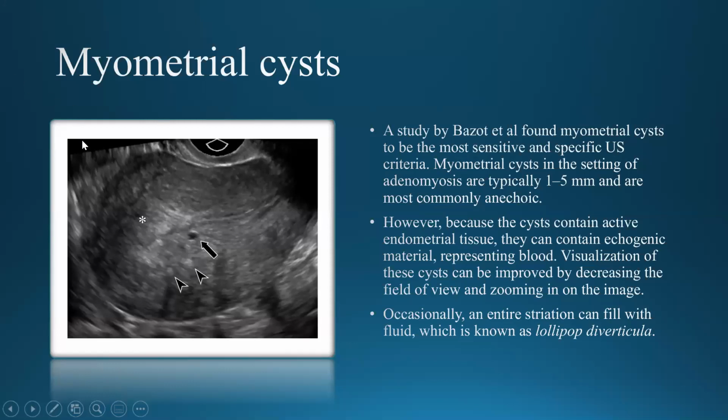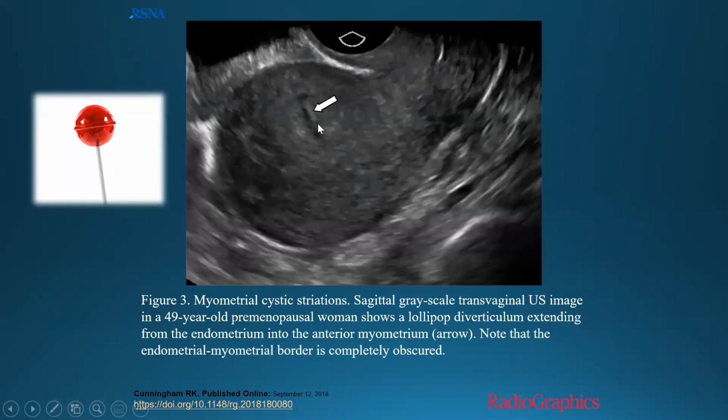This is a lollipop. We all know this, right? So this is the sign of the lollipop. Tell me how gynecologists have an imagination. So they describe this as a lollipop sign, which indicates a myometrial cystic striation that's connecting the anterior myometrium to the endometrium. So it's extending from the endometrium to the anterior myometrium, and it looks like a lollipop. That's why they call it a lollipop sign or a lollipop diverticulum.